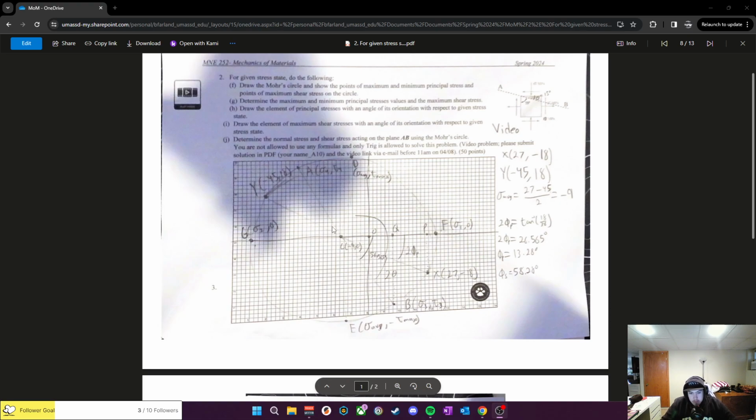Once I have those three values, I can plot the center of the Mohr circle, the x and the y of the Mohr circle. After that, I can complete the Mohr circle, add my points for the principal stresses and max shear stresses.